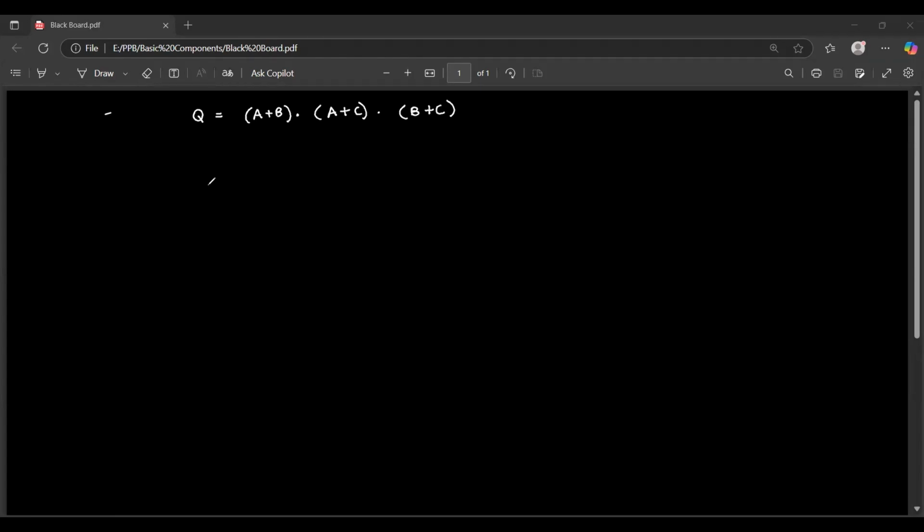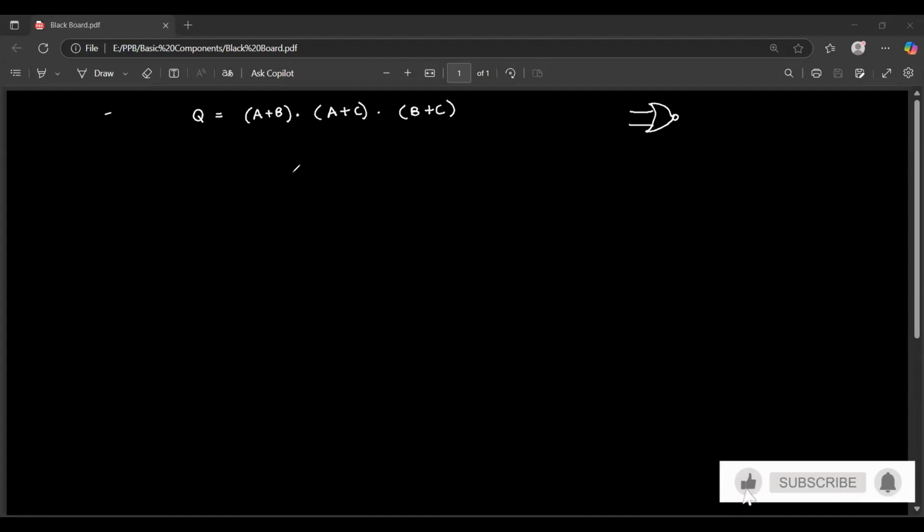Well, in this video, we are going to focus on how we can draw the logic circuits of the given expression by using only NOR gates. Only NOR gates. This is the gate that we are going to use. First of all, here we have A plus B, A plus C, B plus C. That's good. But here we have dot and here we have dot. And dots, we don't like dots.